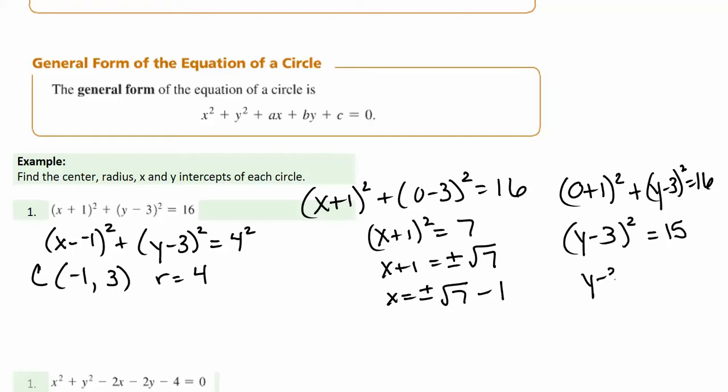So y minus 3 equals plus or minus the square root of 15. So y equals plus or minus the square root of 15 plus 3. So you'll see this is your y-intercept. You have two y-intercepts, you have two x-intercepts, and you have your center and your radius.